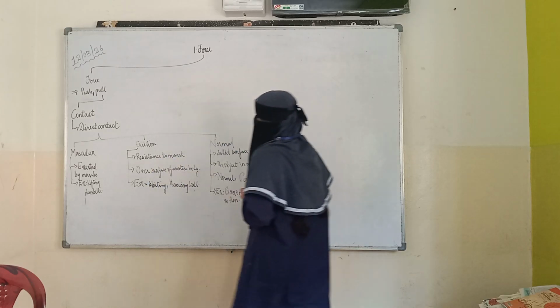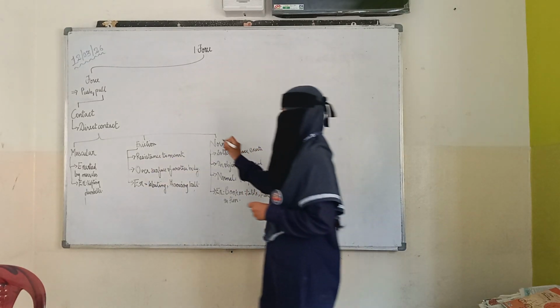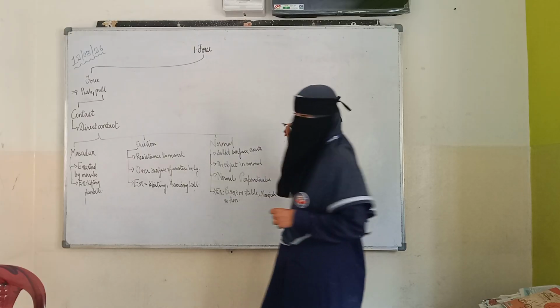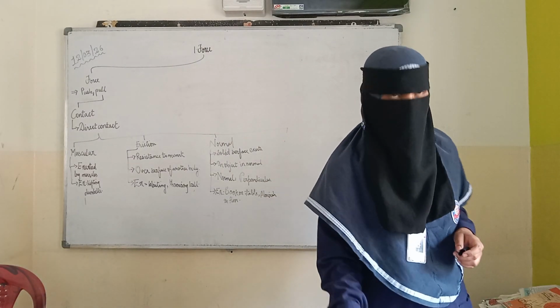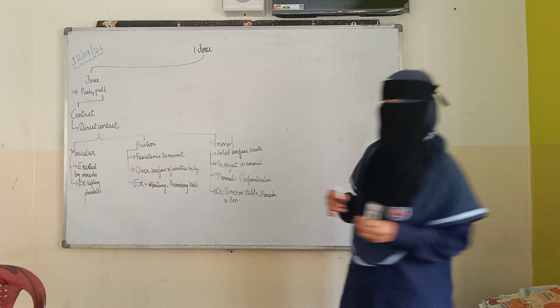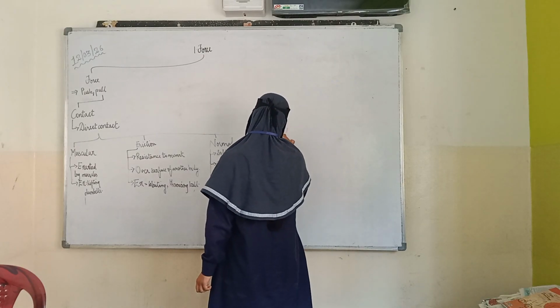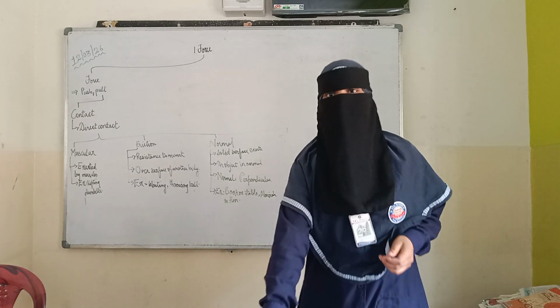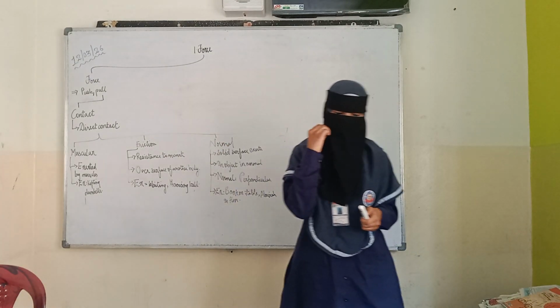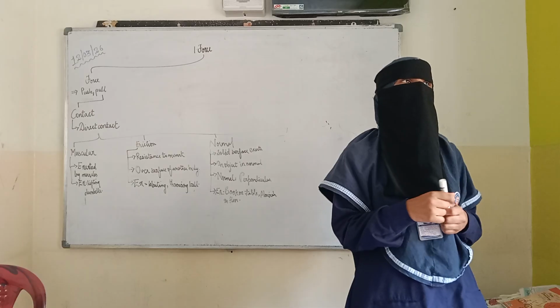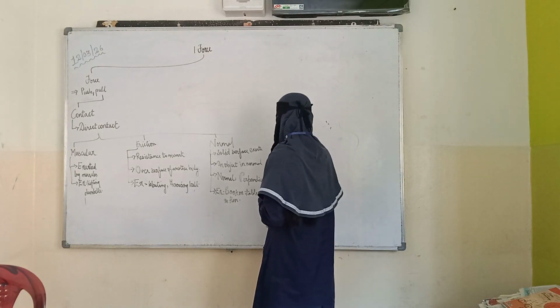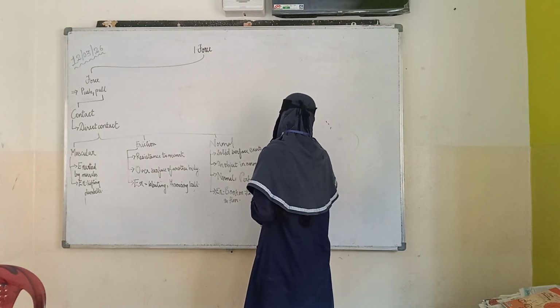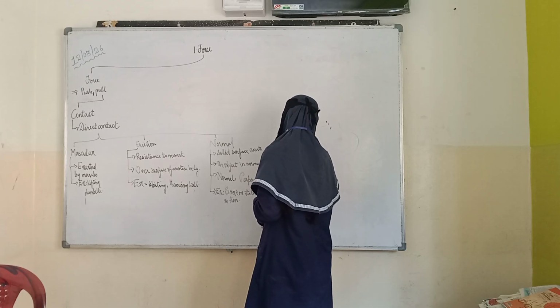Okay. Now we are done with muscular, friction, and normal. There's one more type, that is tension. The next is tension. Tension means nothing but tightness of the object.